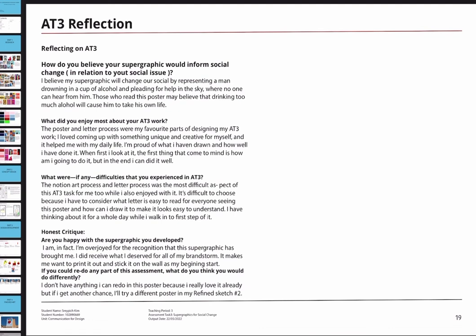There's nothing I would reduce in this poster because I really love it already, but if I get another chance I will try different posters in my refined sketch too. And a man drowning in a cup of wine is in refined sketch one.